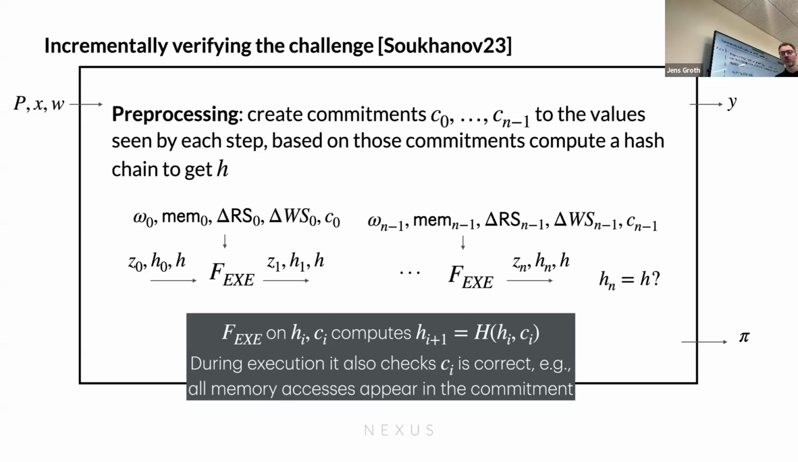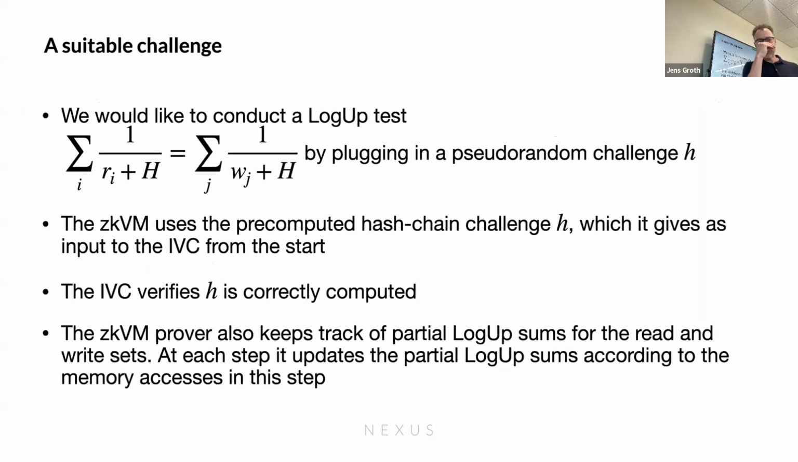So how are we going to use that? Remember, we wanted to use this lookup test, right? Now I'm going to use this challenge that I have just recomputed and ensured is correct, and that's what I'm going to plug in here. So we verified that H is a correct challenge. The remaining question is, how do we get these sums out? We have some sums over the reads and some sums over the writes. And that's the easy part.